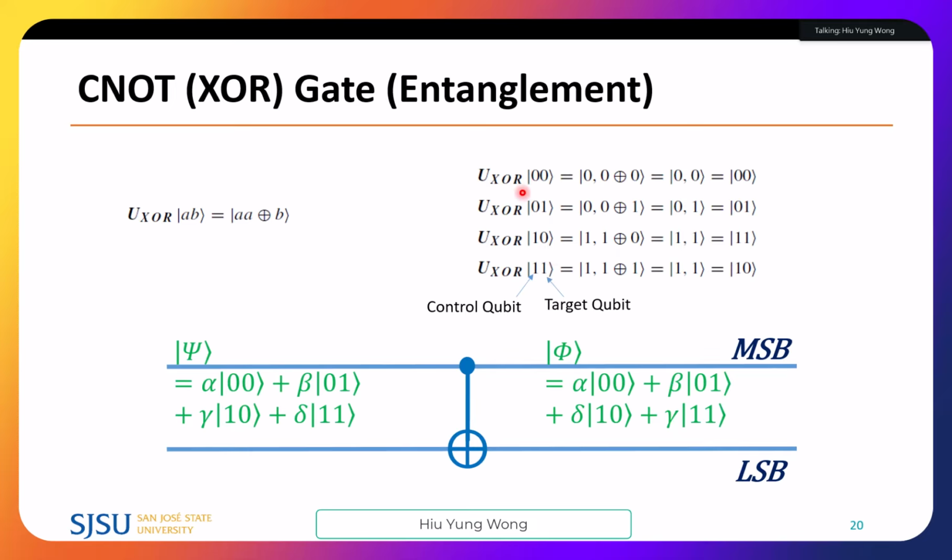So controlled NOT is nothing but saying that if the first qubit, which is the control qubit, is 0, do nothing to it. Then it means that 00 is still 00, 01 is still 01. If it is 1, then you apply a NOT gate to the second qubit. So 10, because the first is 1, I apply a NOT gate to the second one, it becomes 11. And 11, apply a NOT gate to the second one, it becomes 10. And that is the so-called controlled NOT gate. And we call it an entanglement gate because we can use it to create entanglement.